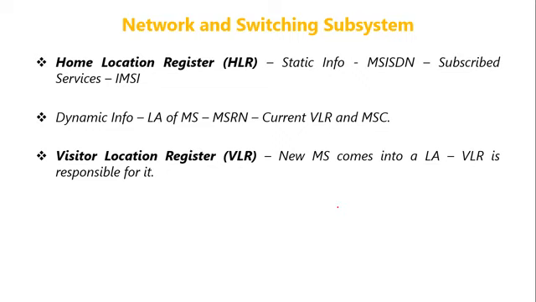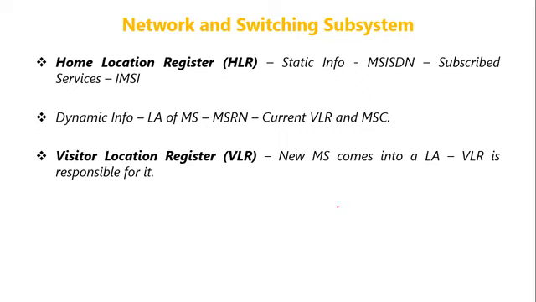So if a new MS comes into an LA, that is into the location area, the VLR is responsible for it. For example, assume that a new MS is coming into this particular cell, which is controlled by one particular MSC. Then where should that data go? It should go into the VLR. So it copies all relevant information for this user from the HLR. From the respective HLR, the data will be transferred to the VLR.